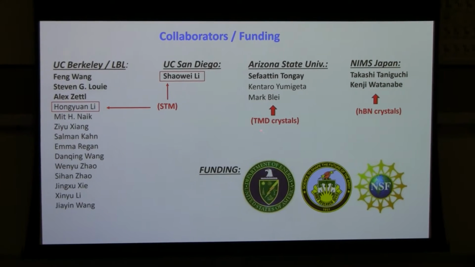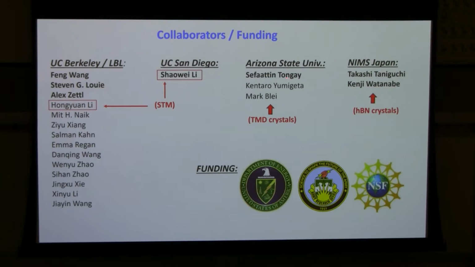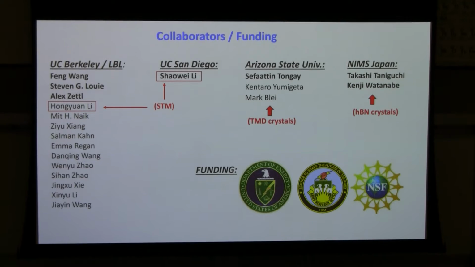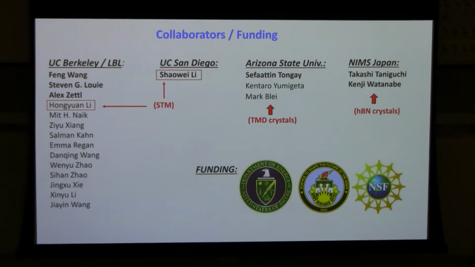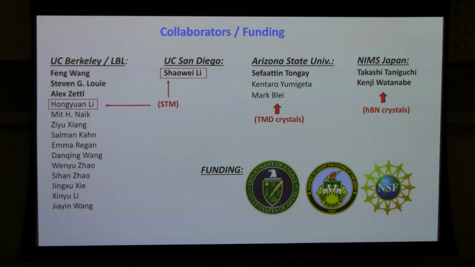The transition metal dichalcogenide crystals came from Arizona State University, the group of Tange, and our boron nitride came from Japan, the group of Taniguchi and Watanabe. And our funding came from the Department of Energy, Army Research Office, and National Science Foundation.